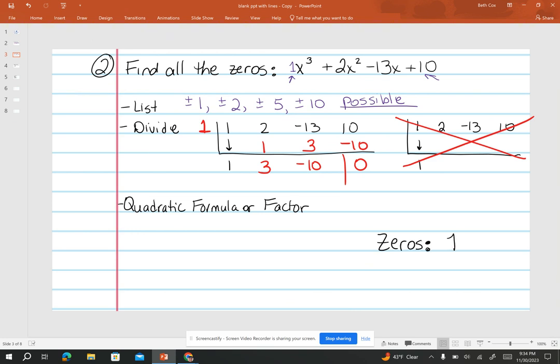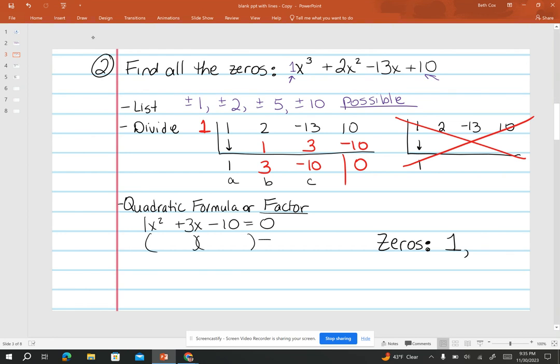I divided and I got 0. Right, now we're going to take the three numbers that I have left and use my quadratic formula, because officially that's 1x squared plus 3x minus 10 equals 0. And I need to solve this. Now this one will factor.